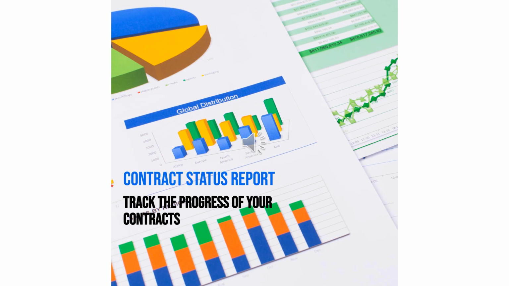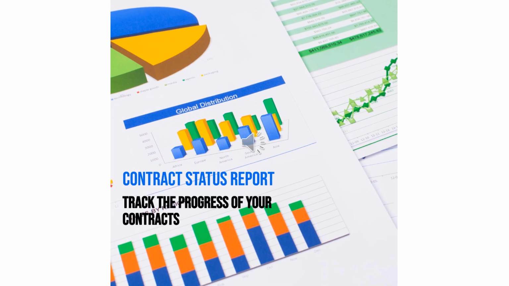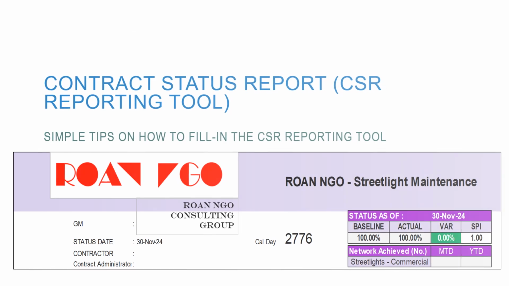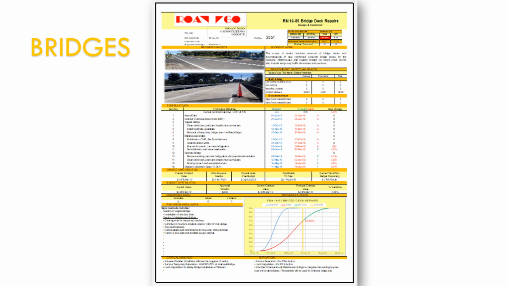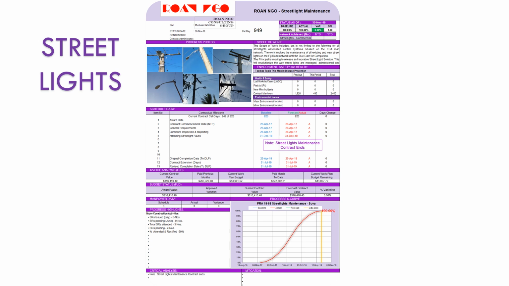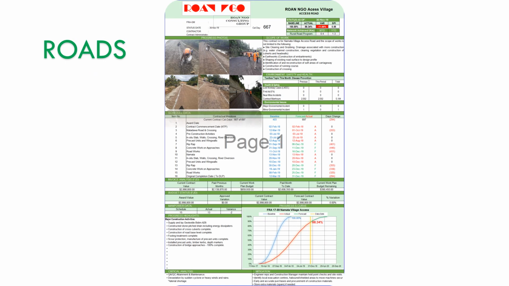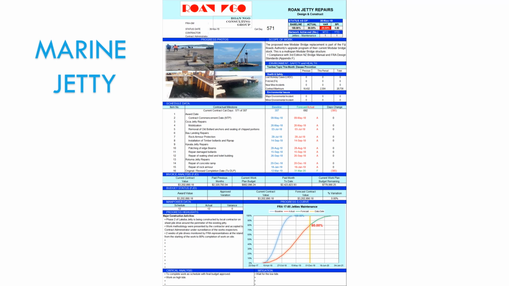Contract status report. Track the progress of your contracts. Simple tips on how to fill in the contract status report include: bridges, denoted by the color light orange; street lights, purple; roads, color coded by green; and marine and jetty, also color coded by light blue.